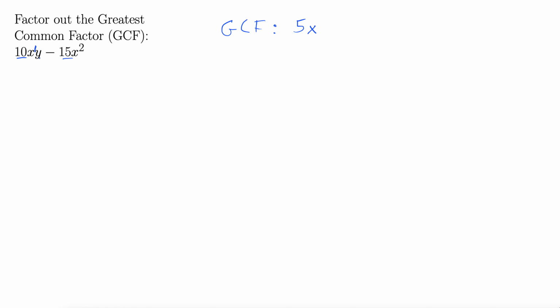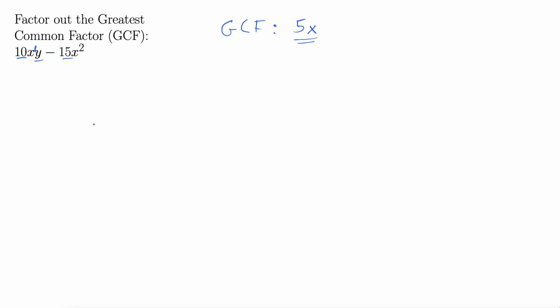Now when it comes to just one of the terms having a variable at all, you can't put it into the GCF unless it's in both terms. This one doesn't have a y, therefore we can't put the y into the GCF. That leaves only 5x for our GCF. Okay, so that's half the problem there.